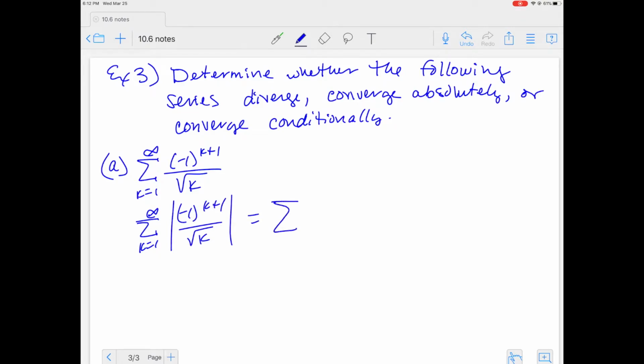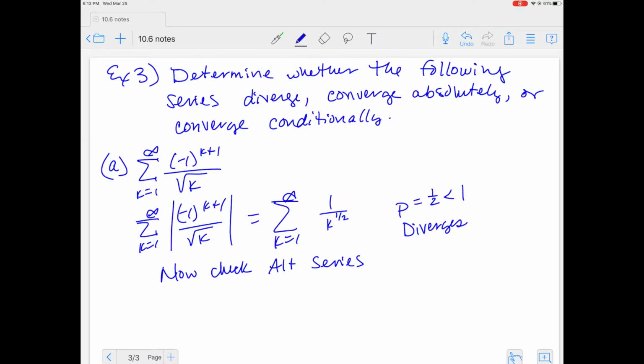then we get the series, k goes from 1 to infinity of 1, because that negative is now taken out, over k to the 1/2, because now I can see this for what it is. With this series, I know that my p is equal to 1/2, which is less than 1. So what does that tell you about the p series? Diverges. But if it diverges by the p series, now check the alternating series test, because it could conditionally converge.